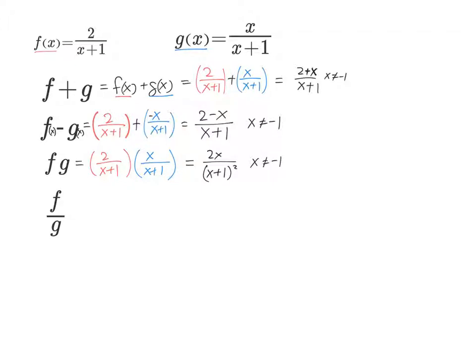f over g of x is going to be 2 over x plus 1 divided by x over x plus 1. And like we knew before, in order to reduce this, we just need to flip and multiply. So this is the same thing as 2 over x plus 1 multiplied by x plus 1 over x. This now reduces with that, and you end up getting 2 over x.